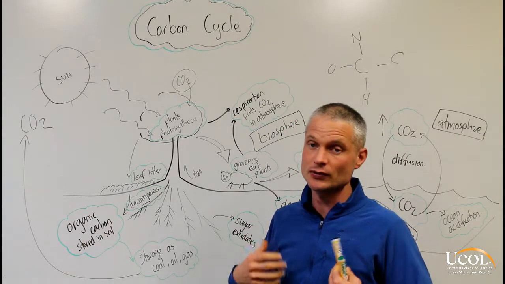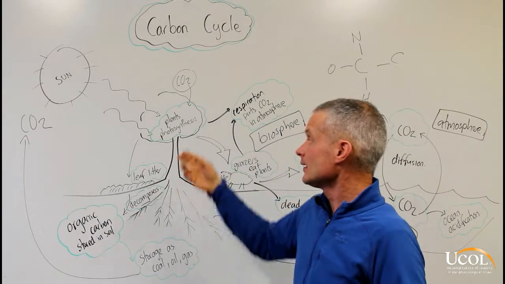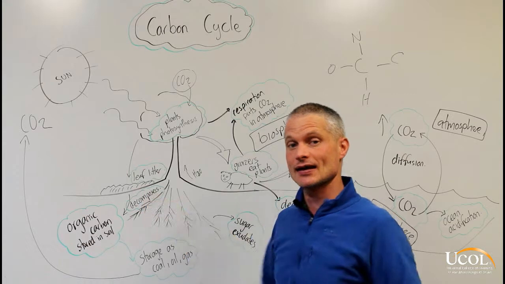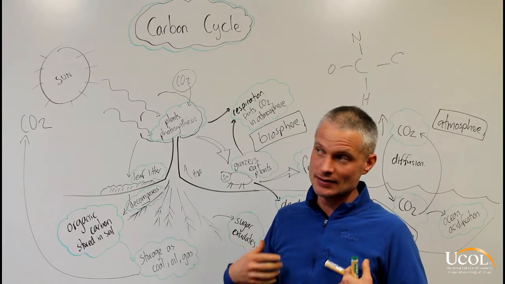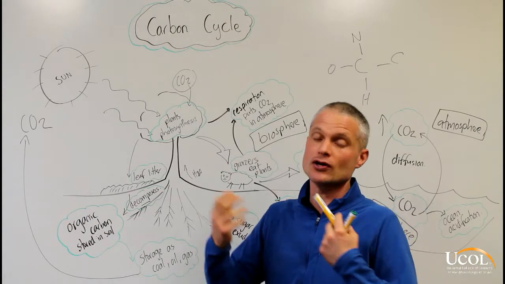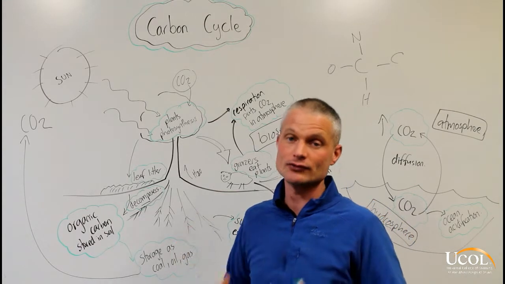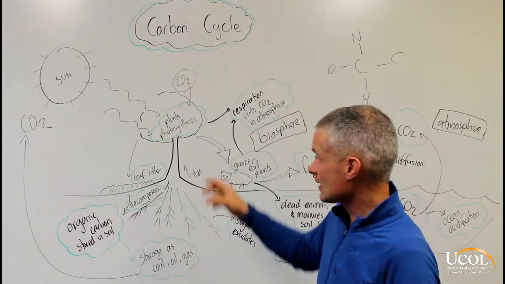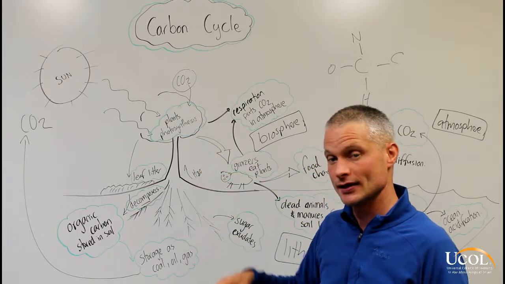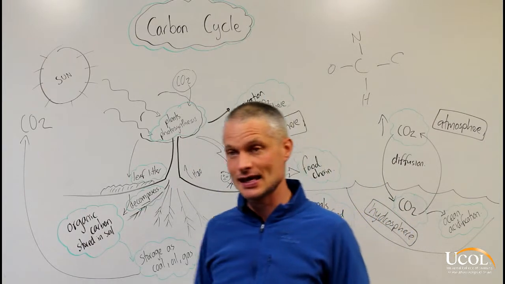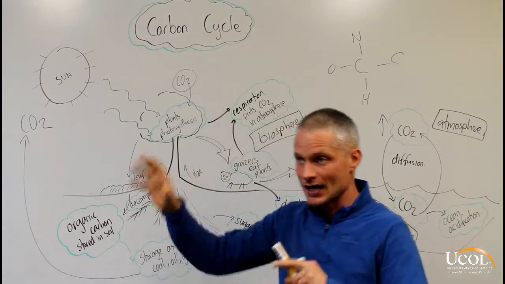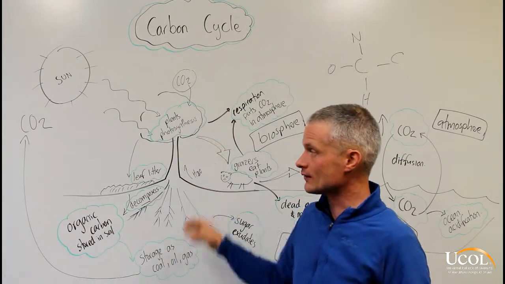So all animals do it. We breathe out carbon dioxide. Plants also breathe out carbon dioxide, and they do that because it's a waste product that we produce as a consequence of breaking down our food to release the energy that's in it. So that's another source of carbon dioxide going from the biosphere back into the atmosphere. So you can see how the carbon's moving around all these different systems.